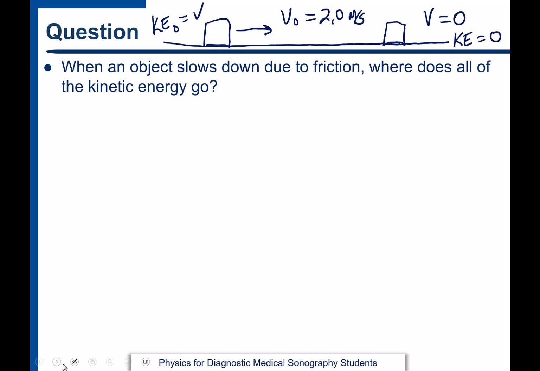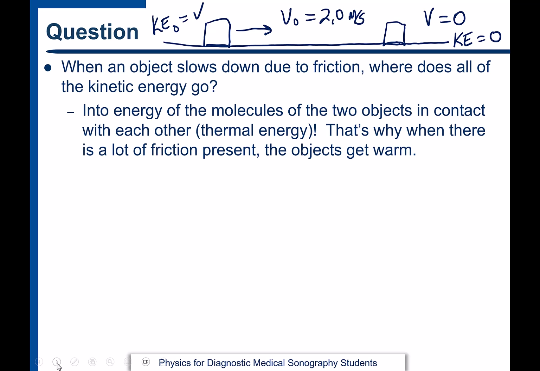Where it goes is into the internal energy of the two objects. In other words, that internal energy, which is what we call thermal energy, is where that initial kinetic energy ends up. So that friction causes the molecules within both the surface of the table and the block itself to have more motion than they did before. Just to try to illustrate this, if you take your two hands and put them together, and now rub them back and forth.